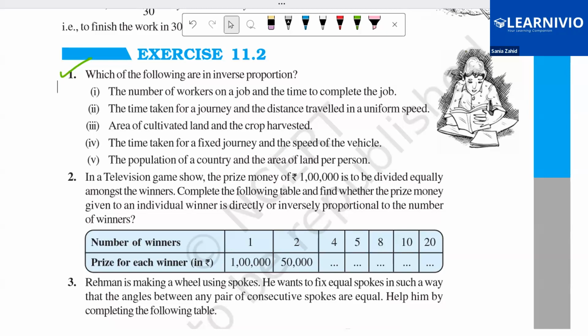Ma'am, yes. What do we have to do in this question?